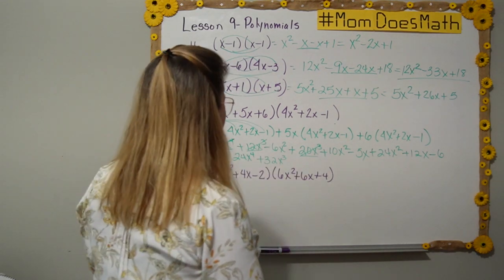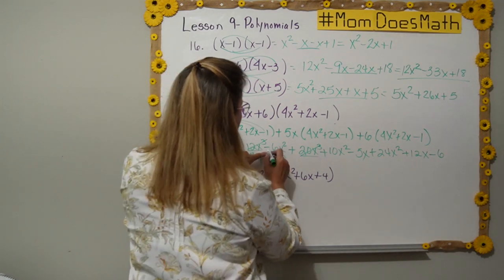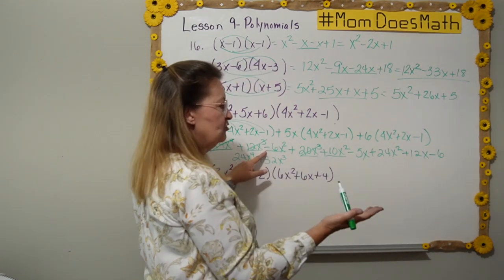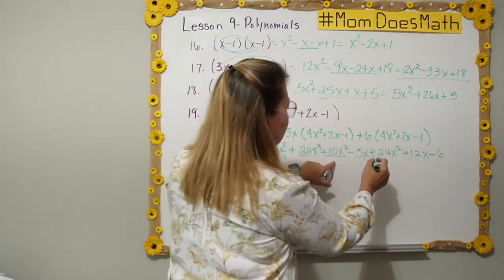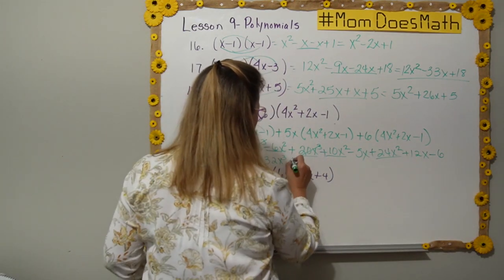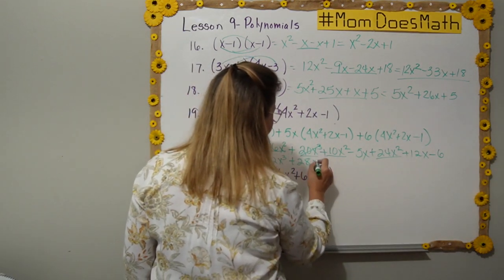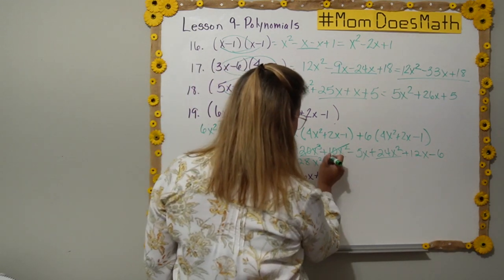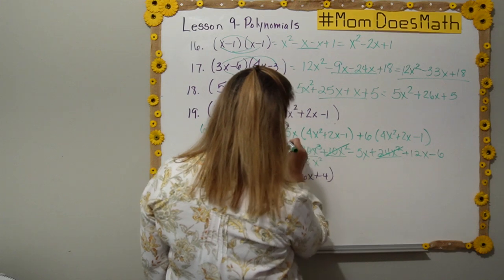Okay, now for the x squareds. I've got minus 6x squared plus 10. So that gives me 4x squared plus 24x squared. So that's plus 28x to the second. And I took care of those.